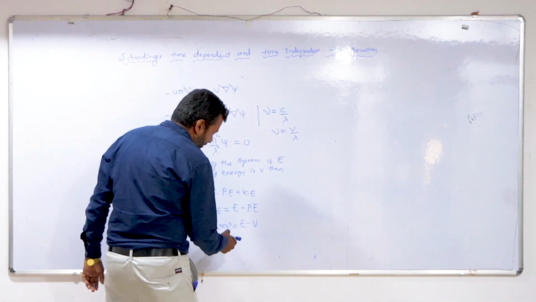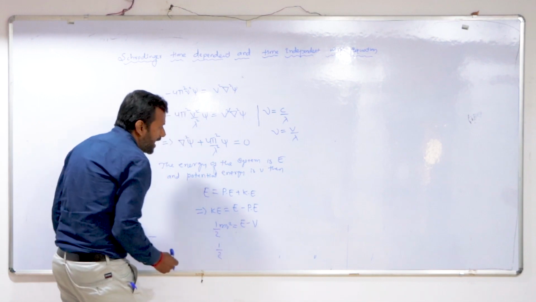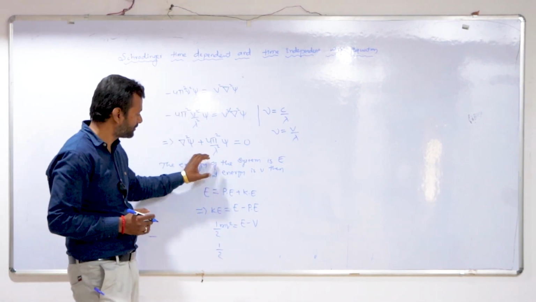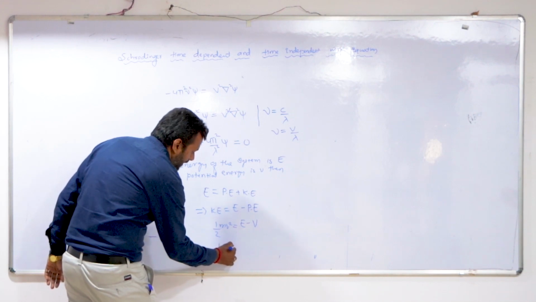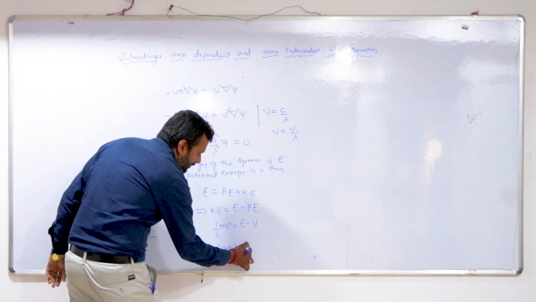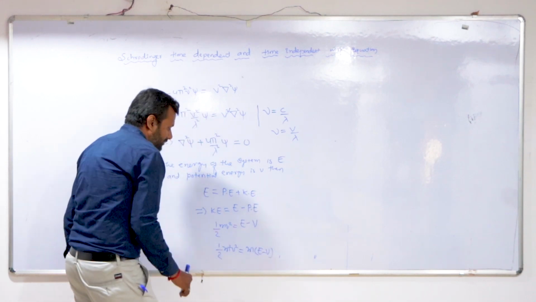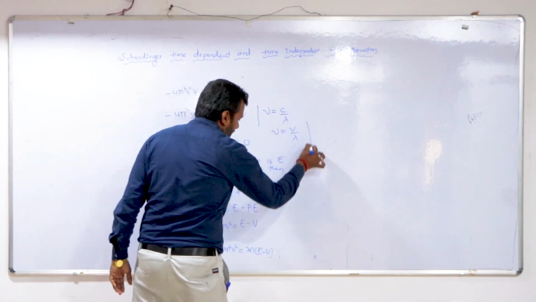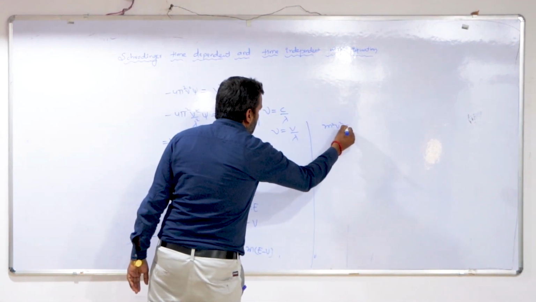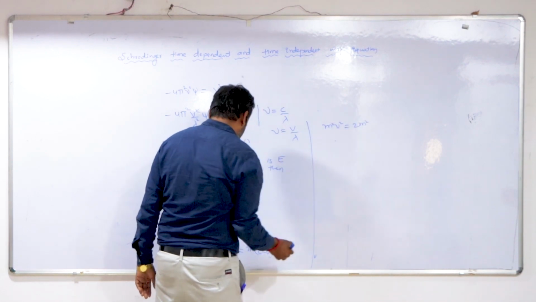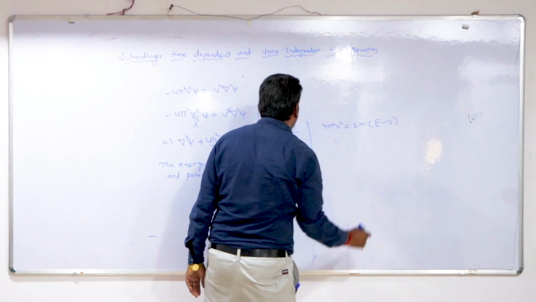So half mv square; we multiply by m on both sides, since we want the value of m square v square. So m square v square equals 2m times E minus V.